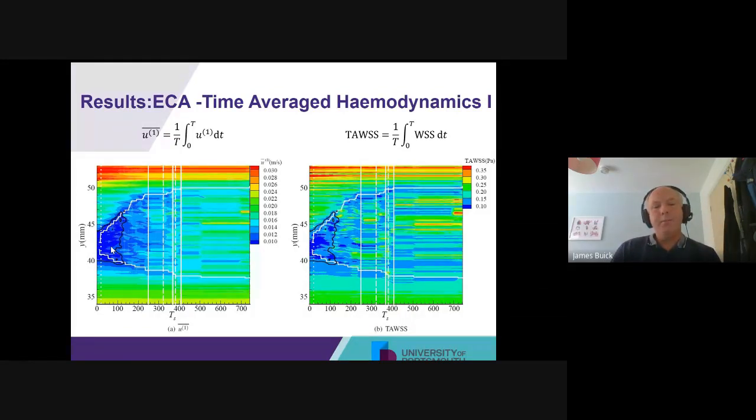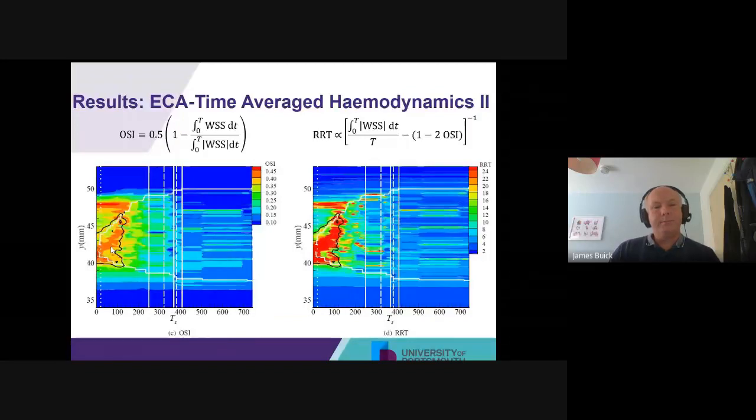Looking at the time averaged wall shear stress, we see a very similar picture, which validates what I said at the start, that we can use the time averaged wall shear stress in place of the local velocity. Here we see the OSI, the oscillatory shear index, and the relative residual time, an indication of how long particles would remain in that region.